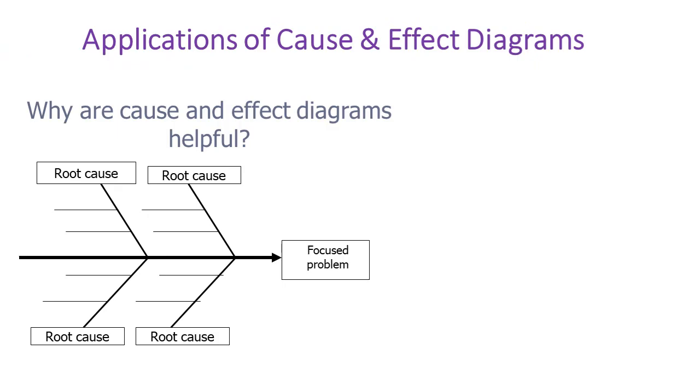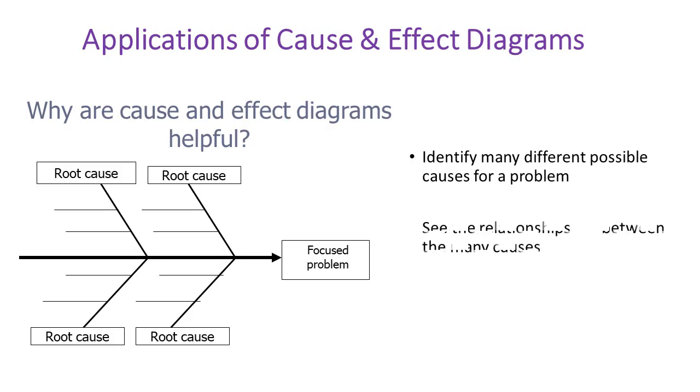Applications of the cause and effect diagram. Why are cause and effect diagrams helpful? The basic aim is to identify many different possible causes for a problem. This is one of the basic applications. Second is to see the relationships between many causes. A number of causes are there for a problem to occur, so what is the relationship between these causes? It also helps to determine which data to collect. Important data is to be collected, and for collecting this data, cause and effect diagrams are going to help.